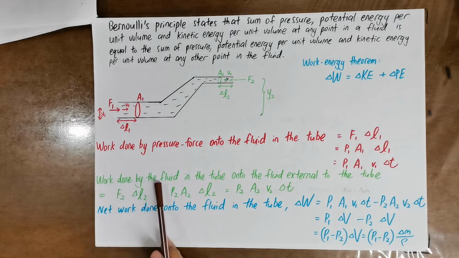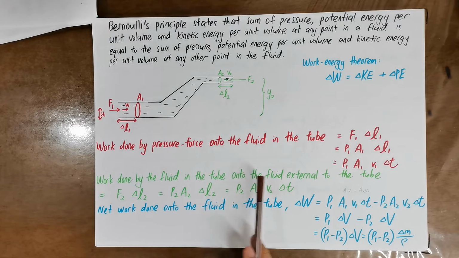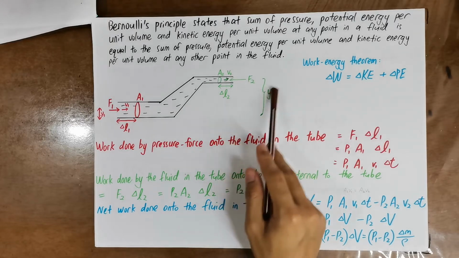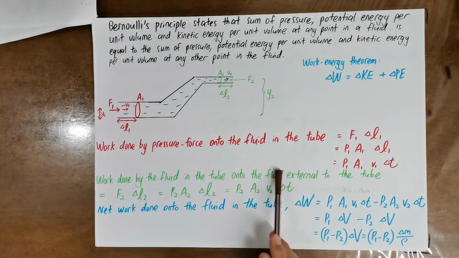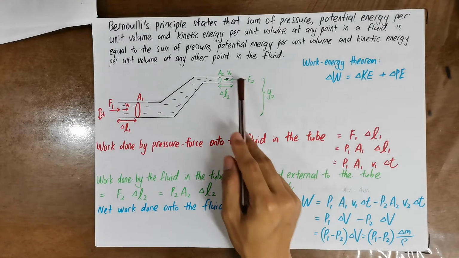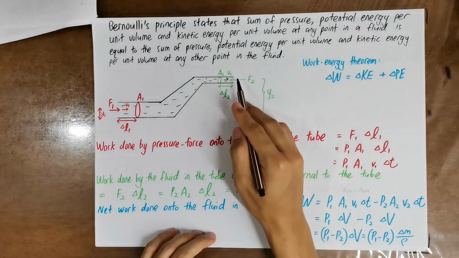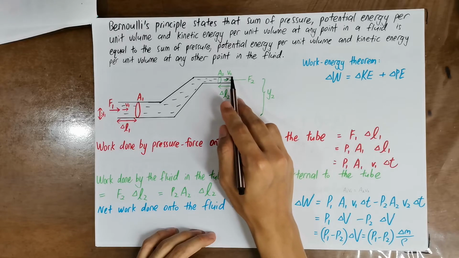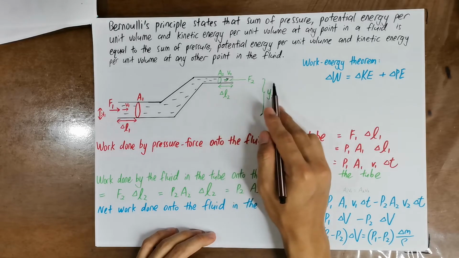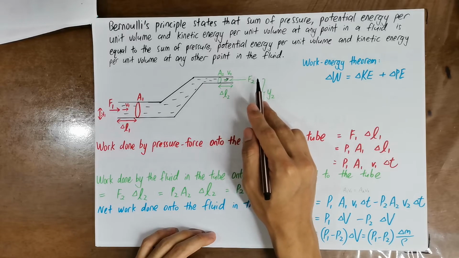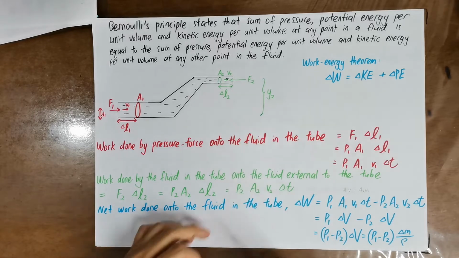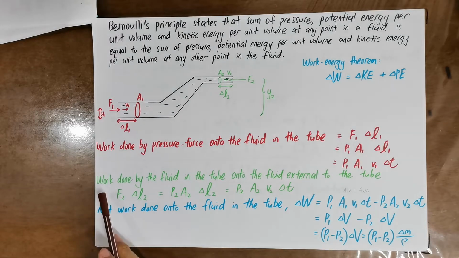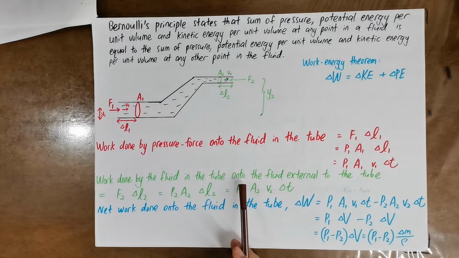The work done by the fluid in the tube onto the fluid external to the tube: there is some fluid external to the tube, here, because the pipe will continue. So the work done by the fluid in the tube onto the fluid external to the tube is F2 times delta L2.